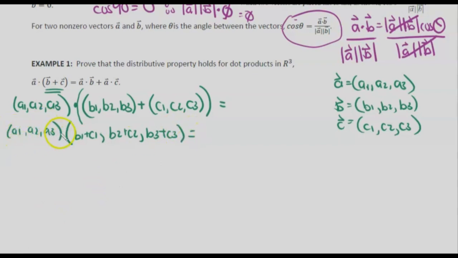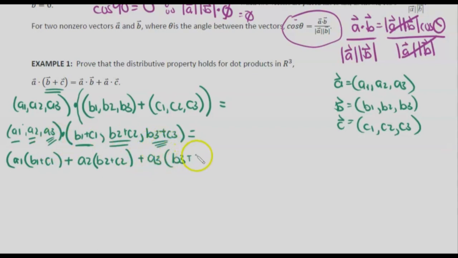Okay, now what we're going to do is take the dot product of this. For the dot product, we want to multiply A1 by the first component of the second vector, which is B1 plus C1. Then we're going to go plus A2 multiplied by B2 plus C2, and then A3 multiplied by B3 plus C3.